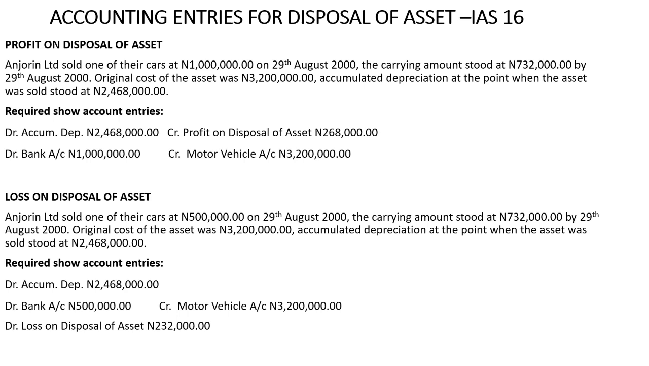Today, I'm going to be reviewing accounting entries for disposal of asset, or you can call them fixed asset or property, plant and equipment, in accordance with IAS 16. Now, first of all, we'll look at profit on disposal of asset.